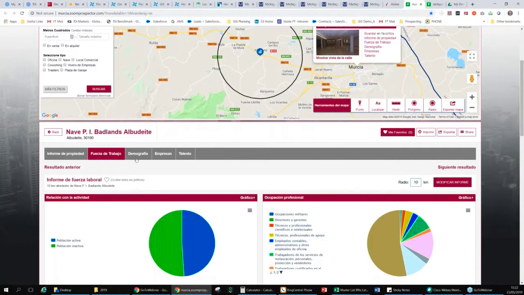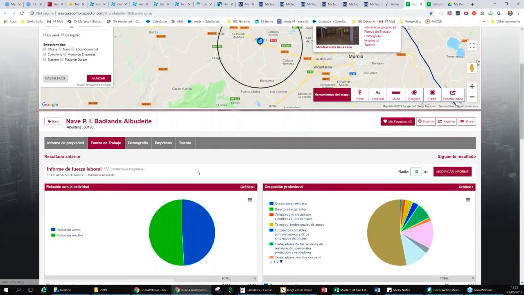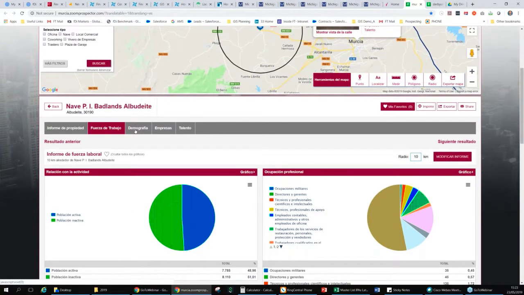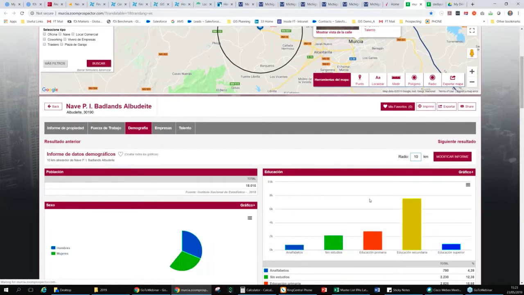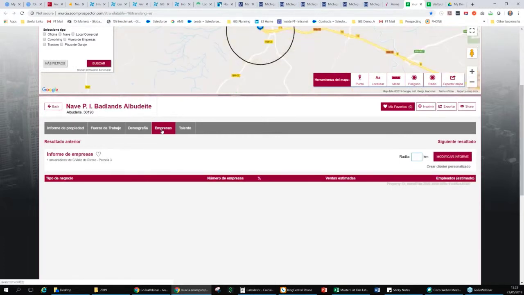So this tool will give them that sort of security to analyze all of the content in terms of labor force and demographic data that you can generate in a click, as simple as that. And then "empresas" is basically what we see in terms of all the industries.